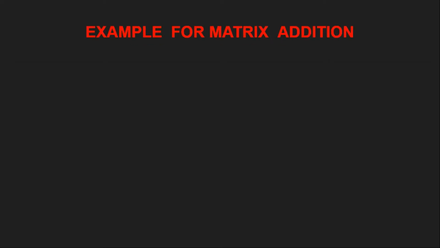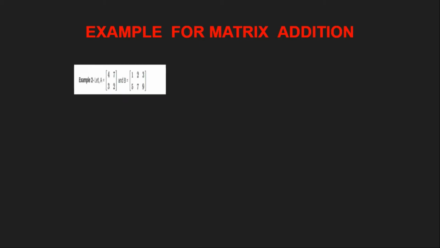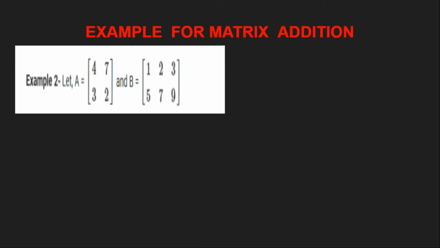Let's move on. Another example for matrix addition is here. Suppose we have a given example, a matrix A and a matrix B. So first of all, go to the condition. A plus B cannot be defined, as the order of matrix A is 2 cross 2, as you are seeing here, 2 rows and 2 columns.